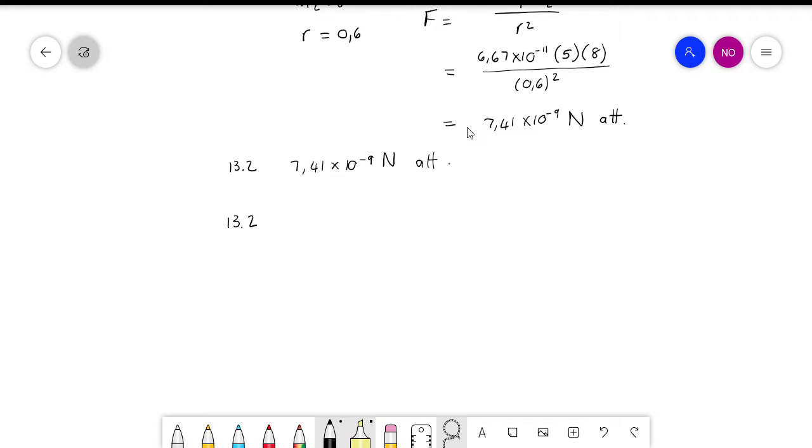So they said that both of the masses will be doubled and the distance between them will be halved. So do you agree that that'll be 4 over a quarter? Right? In other words, it'll be times by 16. Okay, en as jy dit het, kan jy net gaan sê 16 maal daai 7,41 maal 10 tot die mag min 9.